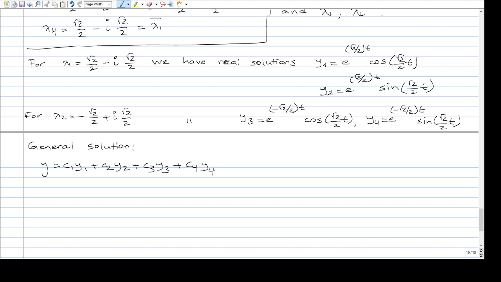Now, y1 and y2 are independent because in one of them we have the cosine and in the other we have sine. y3 and y4 are independent of y1 and y2 because the coefficient in the exponential function is different. In y1 and y2, the exponential function is e to the root 2 over 2, but for y3 and y4, the coefficient is minus root 2 over 2. So all of those functions are independent, although with a slight difference, but that slight sign plus or minus makes the whole difference. It gives us the four independent solutions of the differential equation.